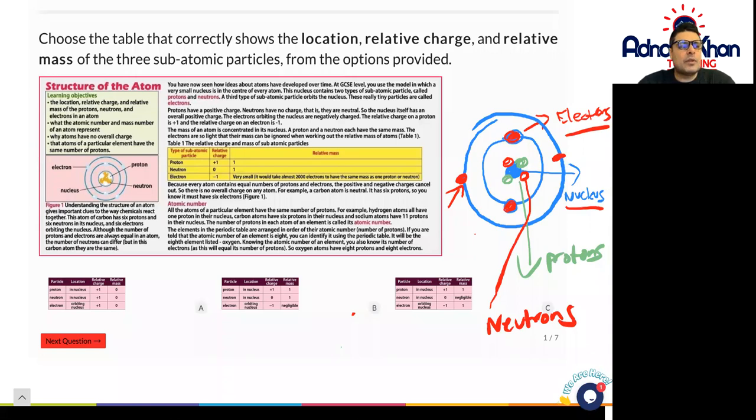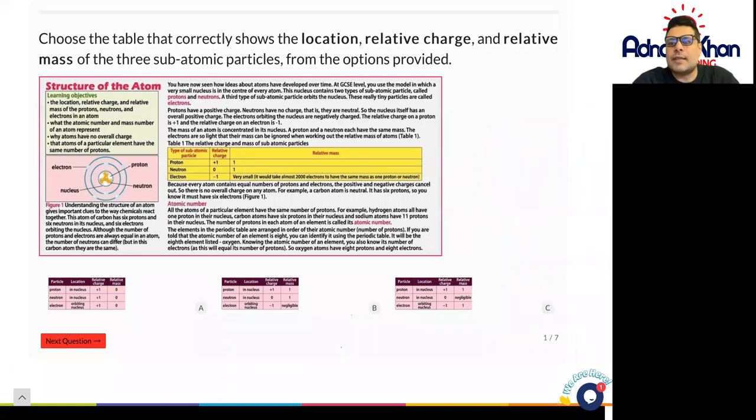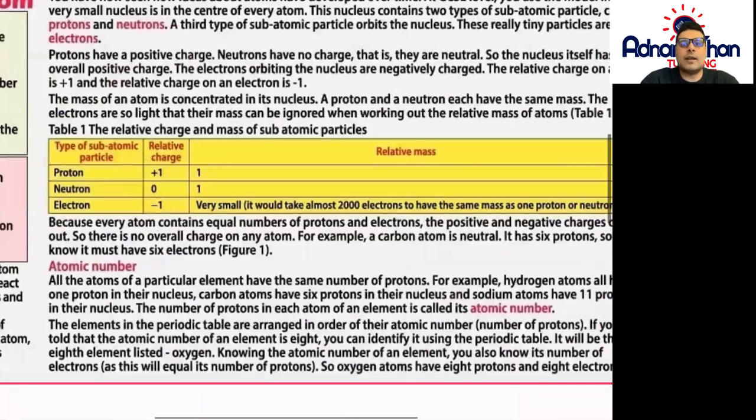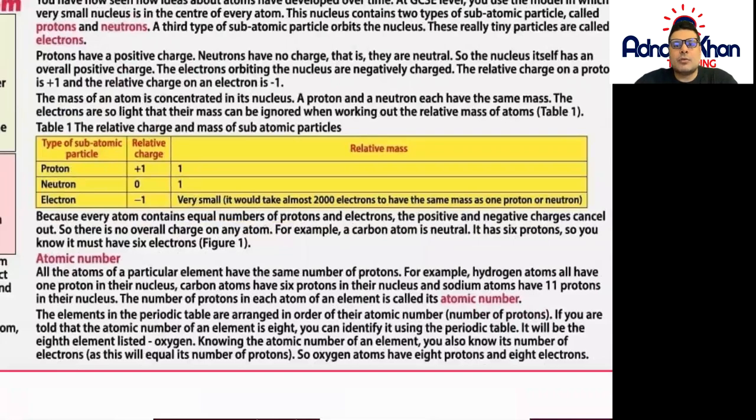A particle with a relative mass smaller than 1 has less mass. And the mass can be seen in this table that we can see. Let's just show you. So the relative charge of a proton is always +1. A neutron is neutral, so it's 0. And an electron is -1.